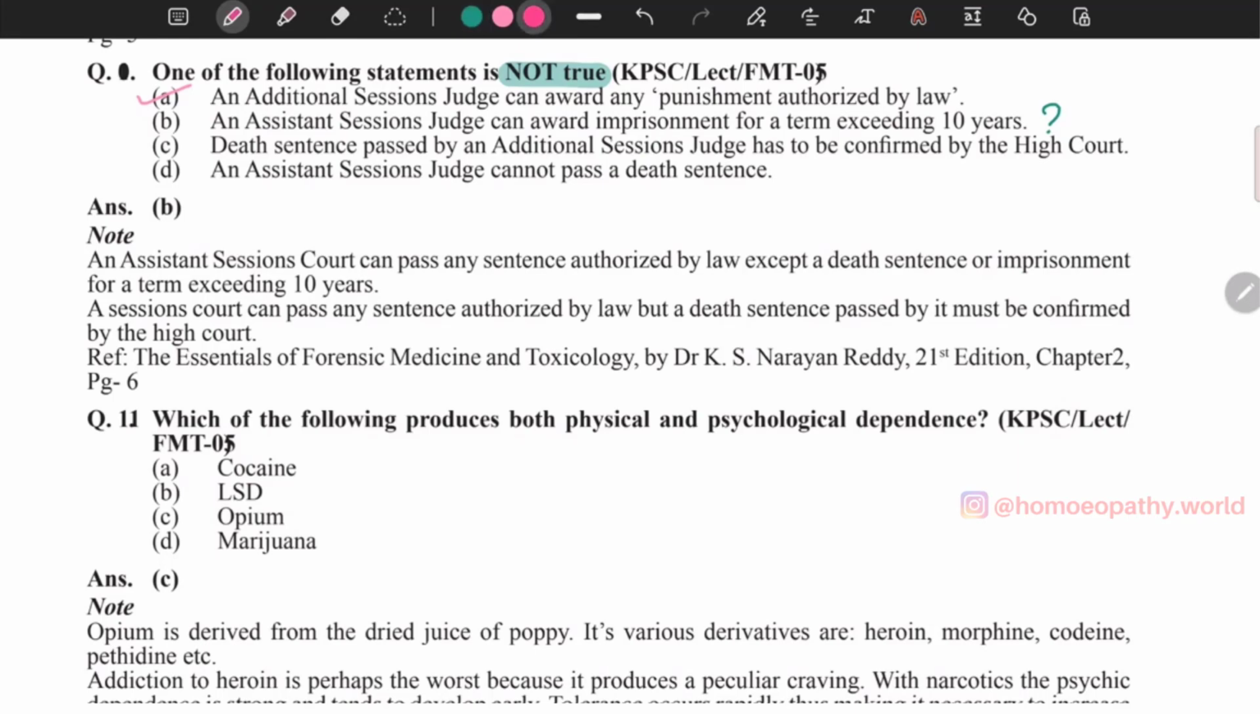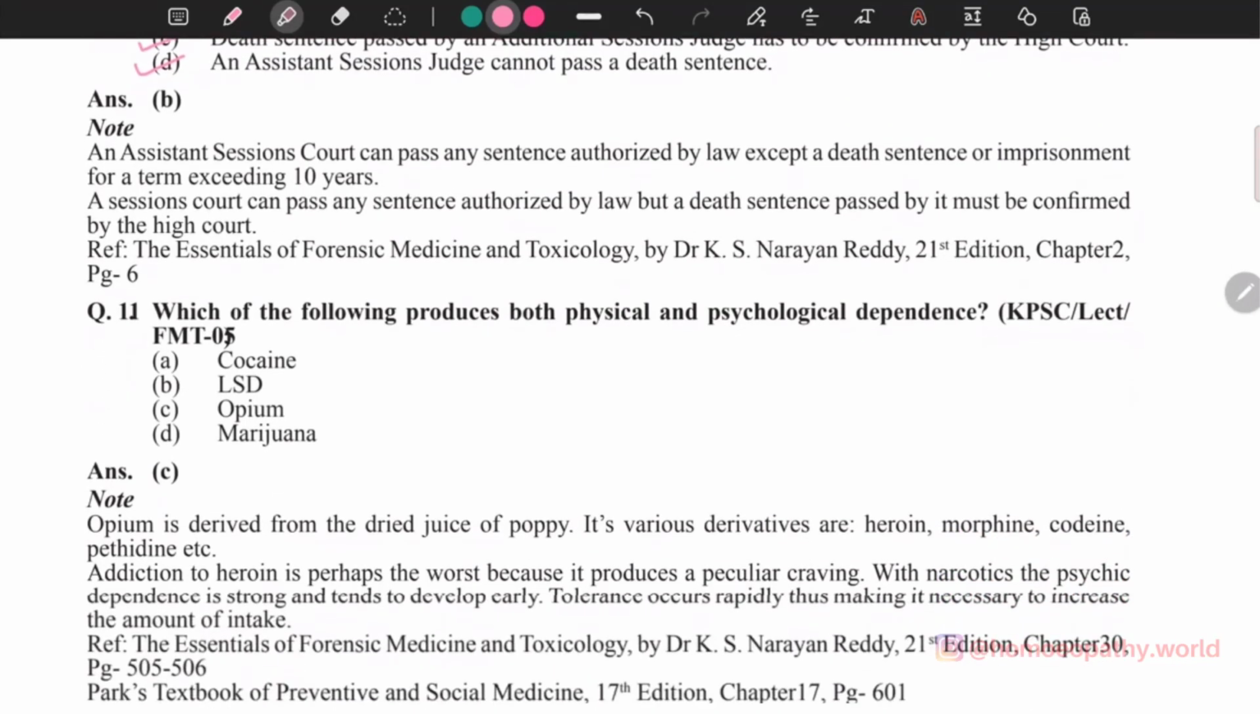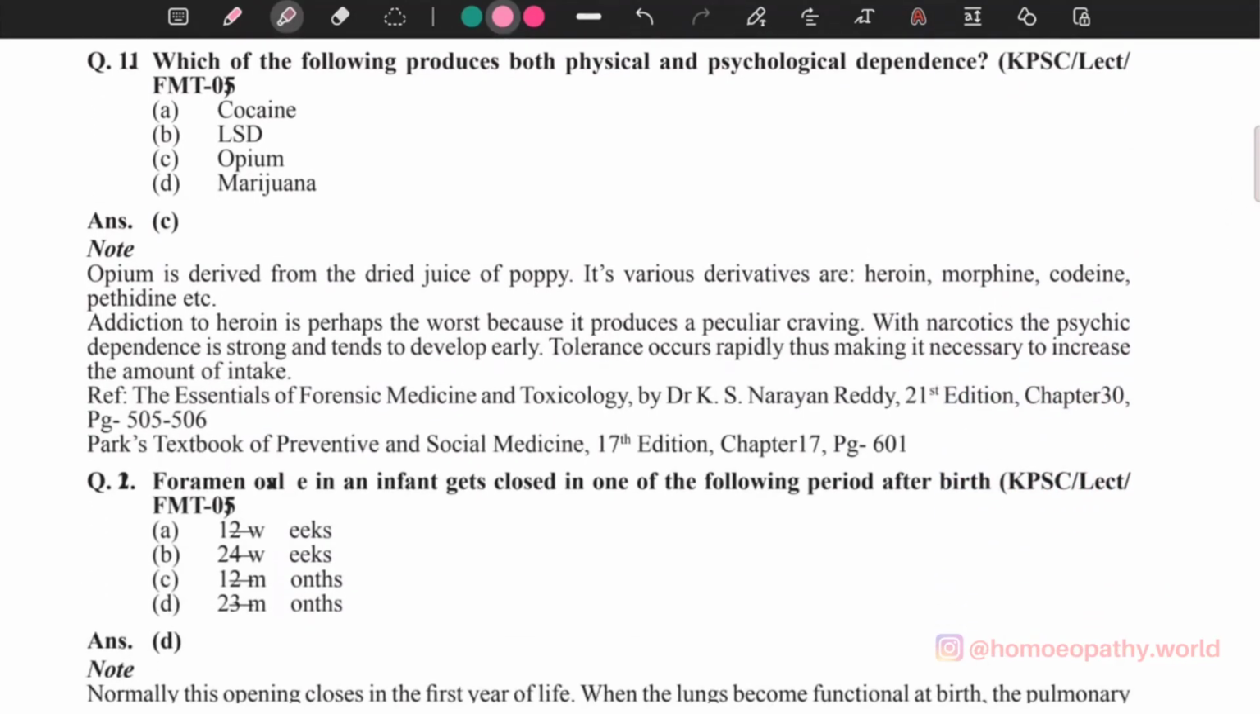The next is, death sentence passed by an additional sessions judge has to be confirmed by the High Court. Yes. So the Sessions Court cannot give a death sentence. It has to be verified by the High Court. And next is, an assistant session judge cannot pass a death sentence. That is what we said in C. So that is also correct. So these are all true. So what is not true? So obviously the answer will be, an assistant session judge can award imprisonment exceeding 10 years. So they cannot give an imprisonment that is exceeding 10 years.